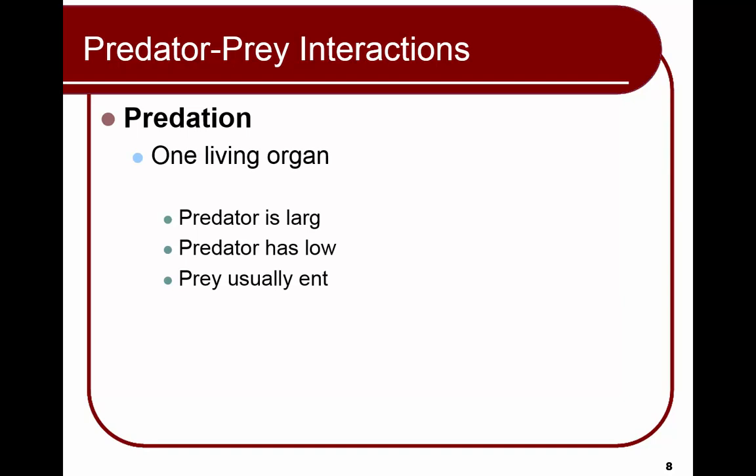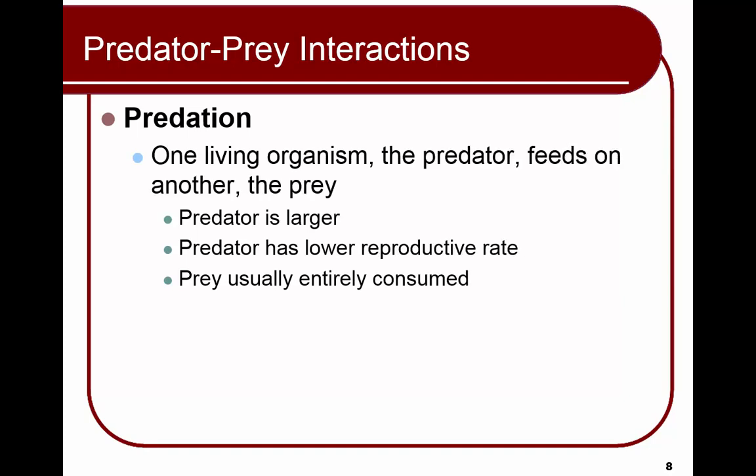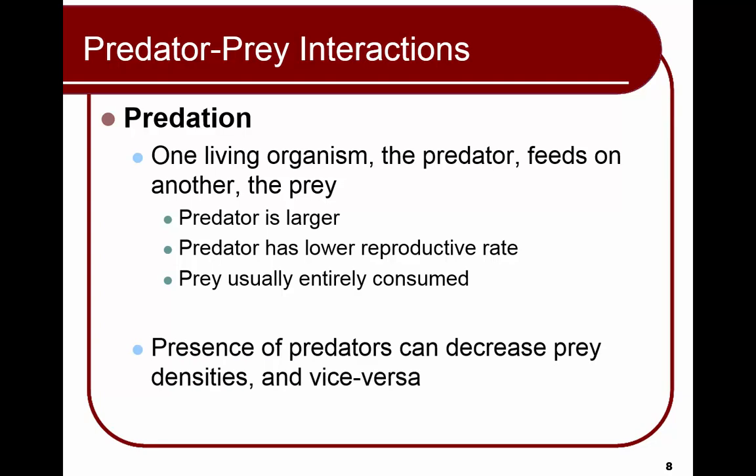Predation, as we said, is one organism, the predator, feeding on the prey. The predator is going to be larger. It's going to have a lower reproductive rate, and it's usually going to consume the entire prey. So predators decrease prey densities, and vice versa.